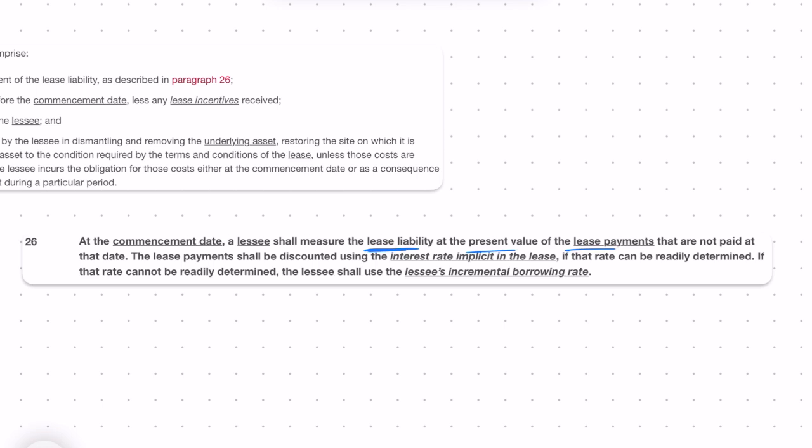Okay, and so you're going to take them and discount them at the interest rate implicit in the lease. If you are not able to determine the interest rate implicit in the lease, then you are going to use the incremental borrowing rate. Just a reminder, the interest rate implicit in the lease is the rate that present values the future lease payments to the fair value of the underlying asset, right? In this case, we don't have that value, so we're going to use the lessee's incremental borrowing rate. Okay, now that is how we determine the lease liability.